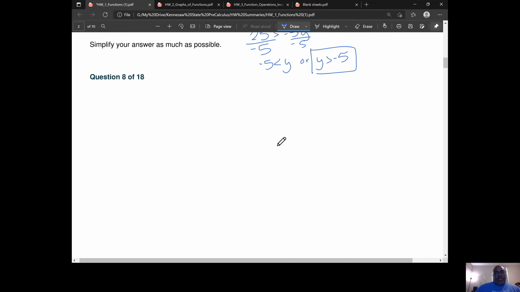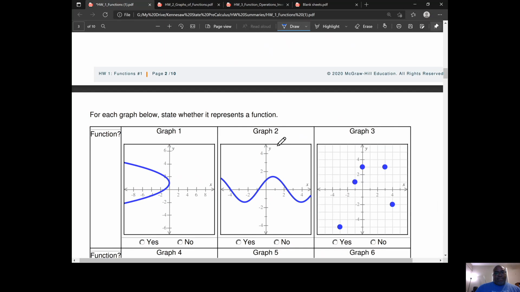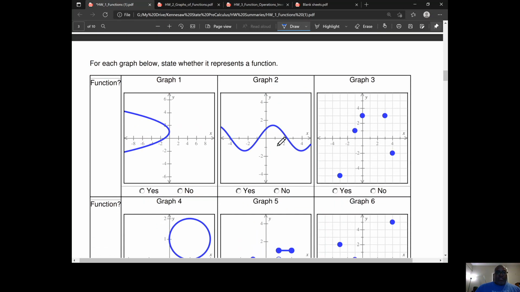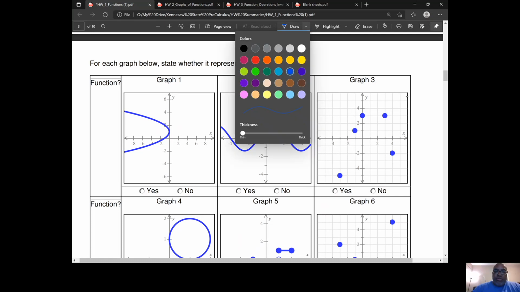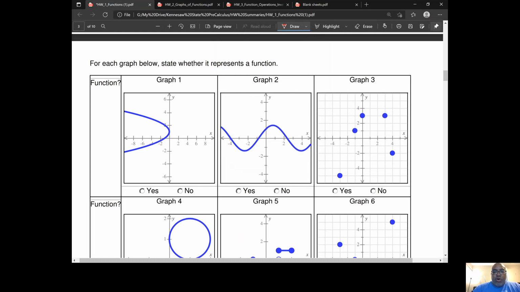Okay, question 8. For each graph below, state whether it represents a function. So functions are determined by the vertical line rule. In other words, there should be no place that I can draw a vertical line on the graph that crosses the graph in more than one place. If that situation occurs, it is not a function.